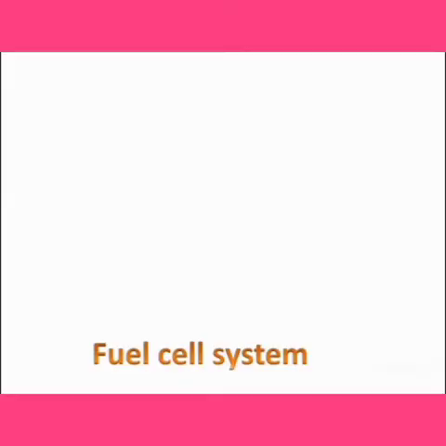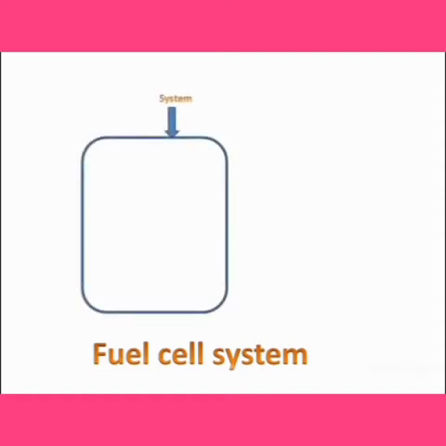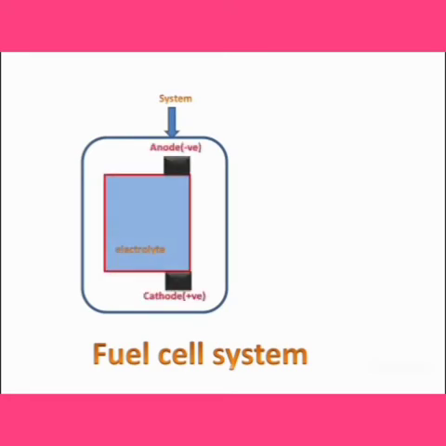Fuel cell system. What are the parts of the fuel cell system and how does it work? First, let's discuss the parts of the fuel cell system. We have a system with an electrolyte cell with two electrodes, the anode with negative charge and the cathode with positive charge, and we have a light bulb which is connected to the electrodes, anode and cathode.